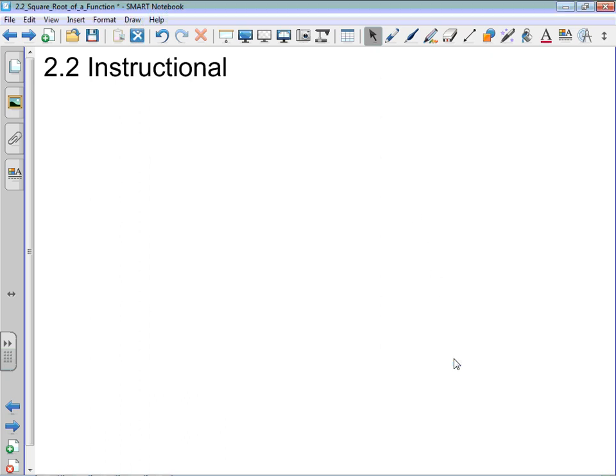Welcome to the instructional video for 2.2 in Math 30-1. What we're doing in this particular lesson is looking at the difference between a function, just y equals f of x, and we'll talk about several different ones, although we tend not to make this too complex. What we're going to do in 2.2 is look at what happens when you take the square root of the function.